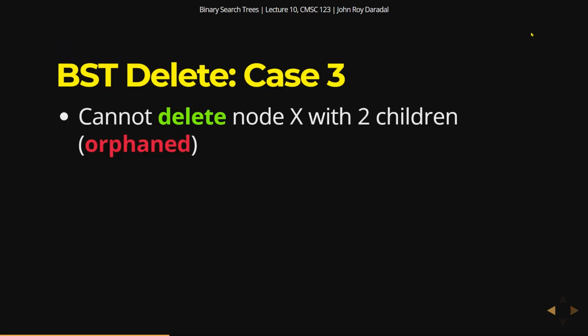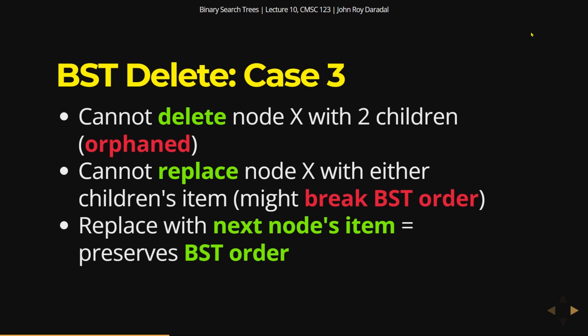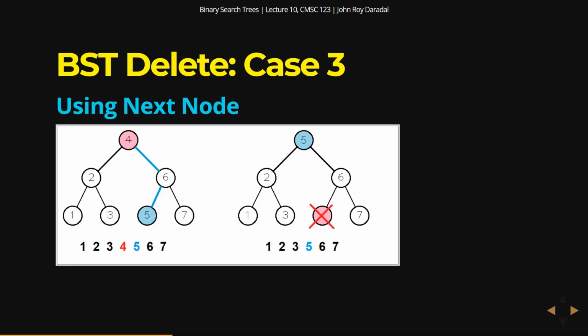So we cannot just delete the node X with 2 children just like what we did in case 2, because if we do that, then the 2 children would be orphaned, right? So that's why we need to do the switching. And we also cannot just replace the node X with either of the children's item because it will break the order of the BST. So I'll show you that in a while. And by replacing the deleted node with the next node's item, then we will preserve the order of the BST, just like this.